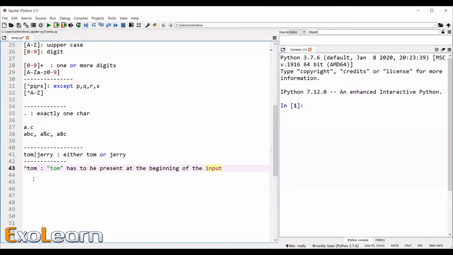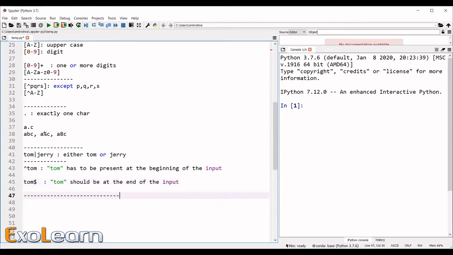Similarly, Tom dollar, for example. Dollar is another special symbol. It means the particular pattern has to be searched in the input at the end. The pattern has to be present at the end of the input. Tom should be at the end of the input.